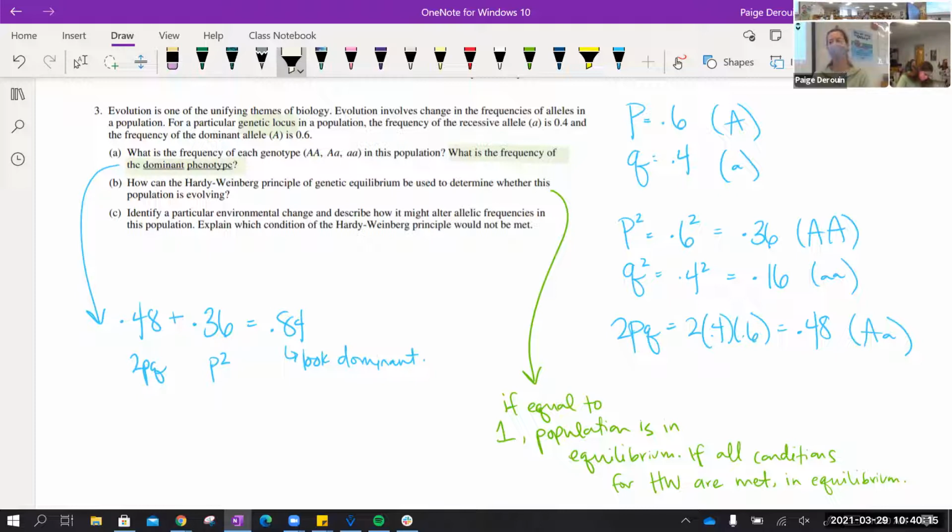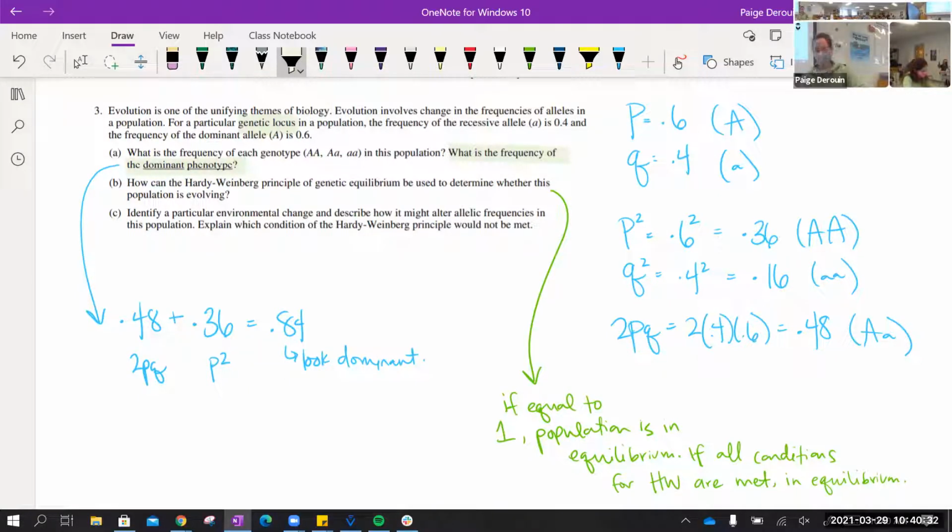My number one biggest helpful hint to you is start with your recessives. Work yourself around in a circle. So find Q first, then use Q to find P. Don't start with your P's because you'll end up wrong.